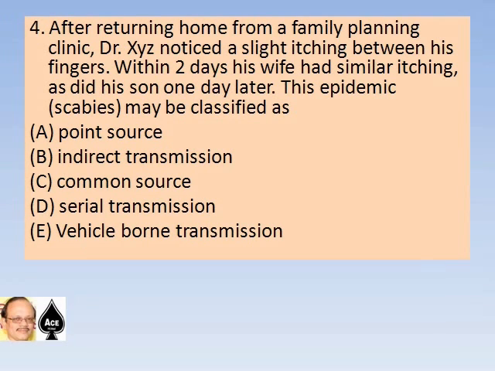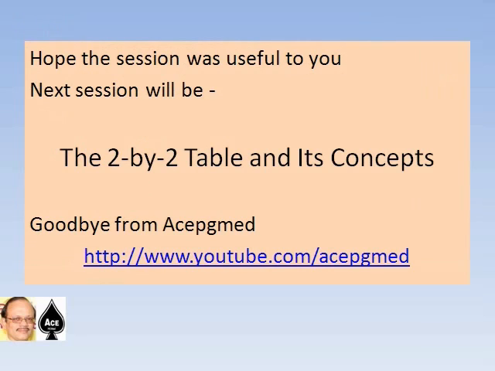Fourth question. After returning home from a family planning clinic, Dr. XYZ noticed a slight itching between his fingers. Within 2 days, his wife had similar itching, as did his son 1 day later. This epidemic of scabies may be classified as point source, indirect transmission, common source, serial transmission, or vehicle-borne transmission. What's the answer? It is a serial transmission.